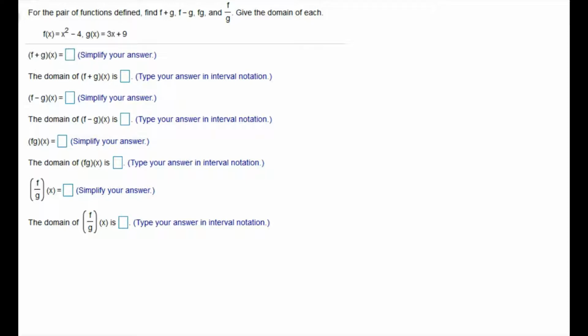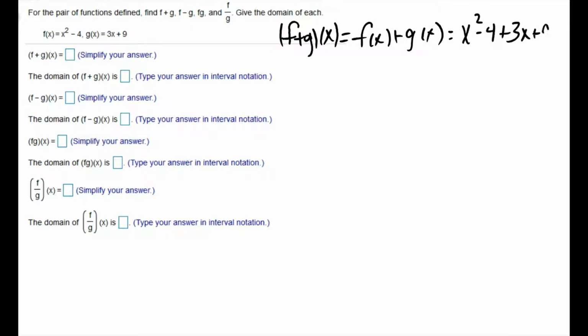So the name is exactly how we do it, how we construct it. F plus g of x is the same thing as f of x plus g of x. And f of x is x squared minus 4, and I want to add that to 3x plus 9. Then we want to simplify by combining like terms. That would give me x squared plus 3x plus 5. So f plus g is x squared plus 3x plus 5.